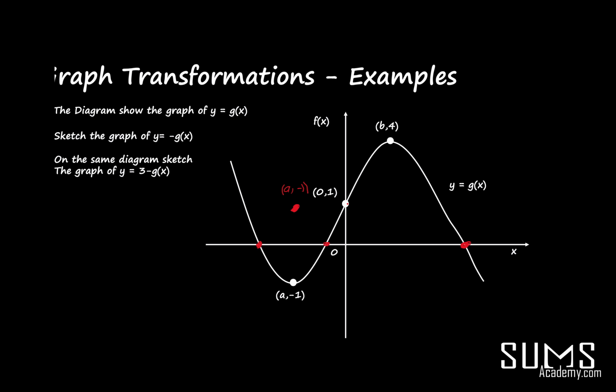What about this point here? Well, again, the x coordinate is going to remain unchanged. It's still going to be 0, but instead of being positive 1, it's going to be down here at negative 1, because you're taking the minus value of that y. So it's 0, negative 1. And what about this point here? Well, you've got b, 4. So again, it's going to be b, but it's going to be down here at negative 4. So b, negative 4.